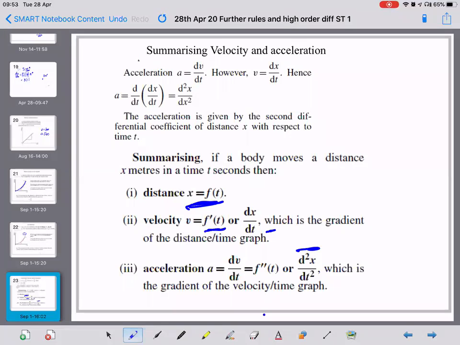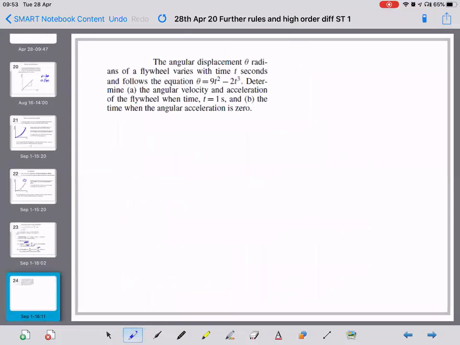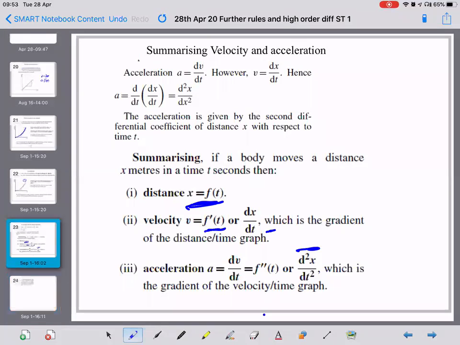Okay? I think what we'll do is we'll leave that there this week, and we'll pick up by summarizing that again next time, and then we'll do some problems around velocity and acceleration. Okay? Is everybody happy with that? Absolutely beautiful.